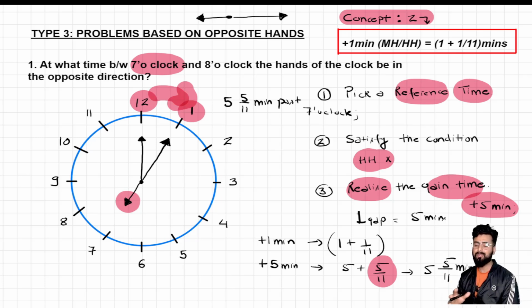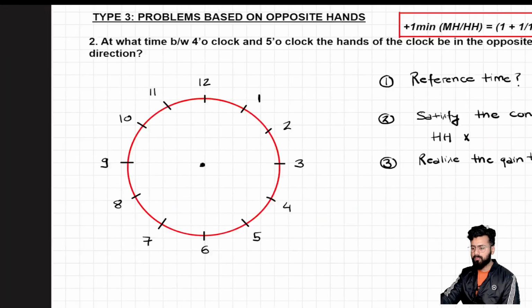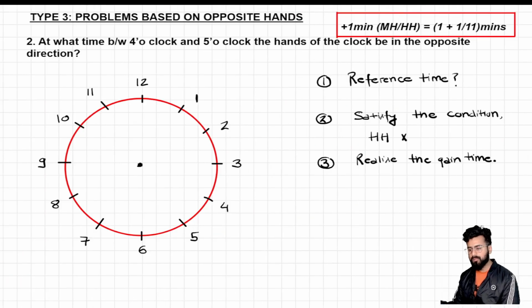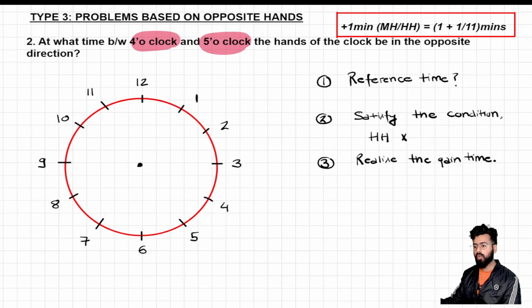Now this is exactly the same as type 2, so there is nothing new to understand here. Now to give you some more confidence, let us discuss one more problem. In the next problem, I have to again look at the same condition, that the two hands should face in opposite directions. At what time between 4 and 5 o'clock will the hands of the clock be in opposite direction?